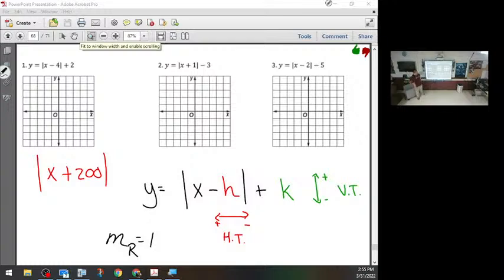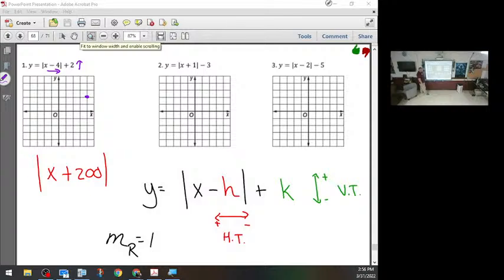So this, for example, I see a -4 in the grouping. I see inside negative. That tells me I'm going to go right 4. I see a +2 outside the grouping. It tells me go up 2. That tells me my vertex, the bottom of that V, is going to get moved right 4, up 2. So I'll go right 4, up 2. That's the bottom of the V.